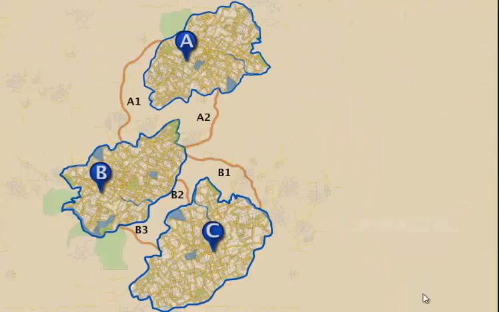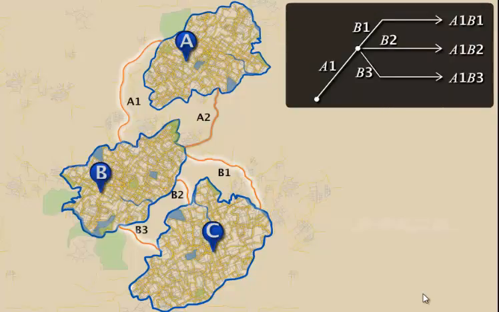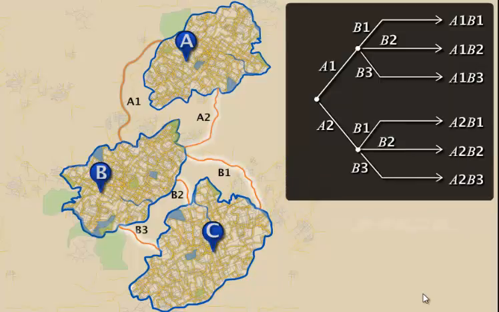Let's now move to a second case. To travel from City A to City C, one has to travel first from City A to City B and then to City C. One can choose the route A1 from City A to B and then any of the 3 routes B1, B2 and B3 to travel from City B to City C. Similarly, one can choose the route A2 from City A to City B and then any of the 3 routes B1, B2 and B3 from City B to City C.